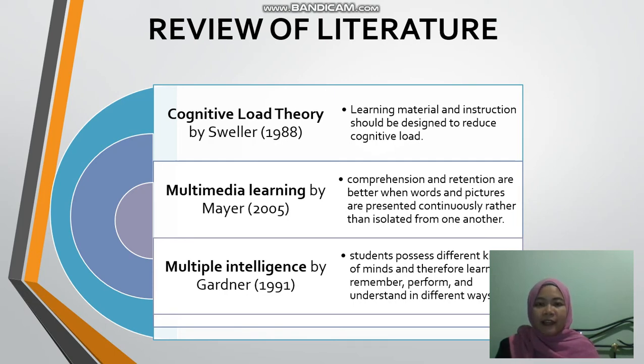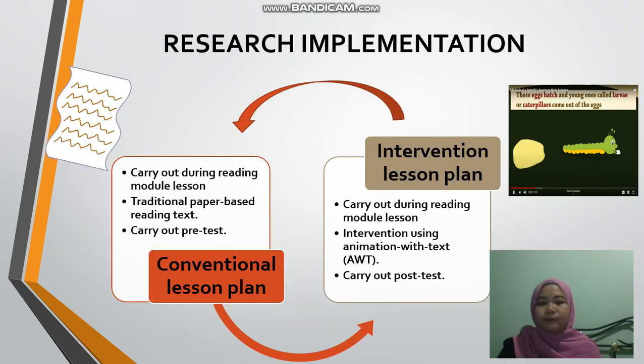And then the next literature review is Multiple Intelligence by Gardner. According to Gardner, students possess different kinds of minds and therefore learn, remember, perform, and understand in different ways. Basically, he means that different learners have different learning styles.